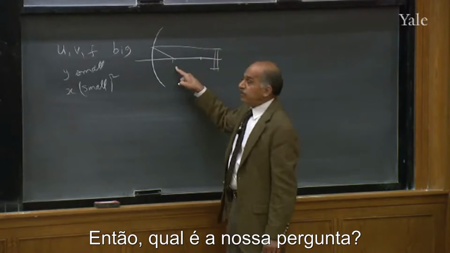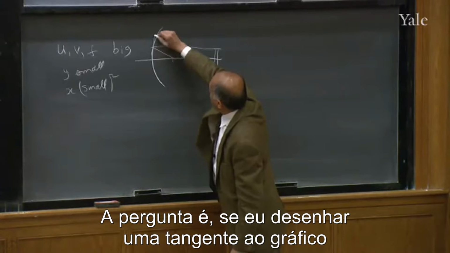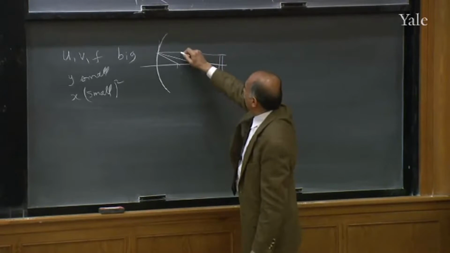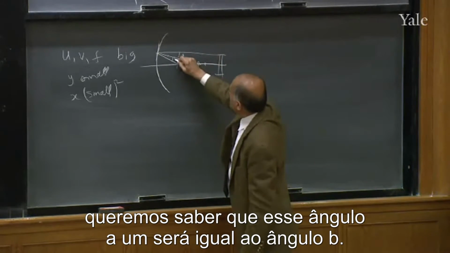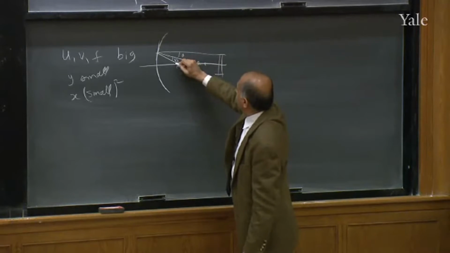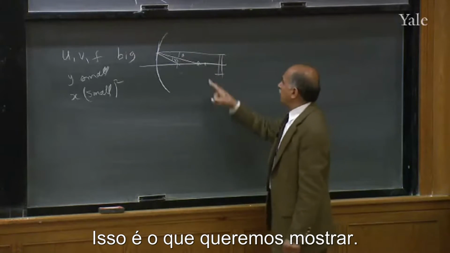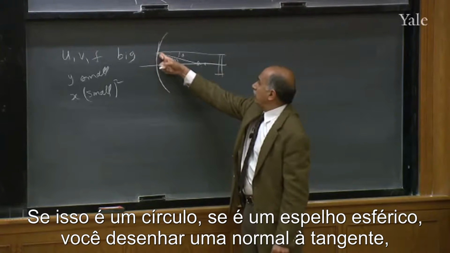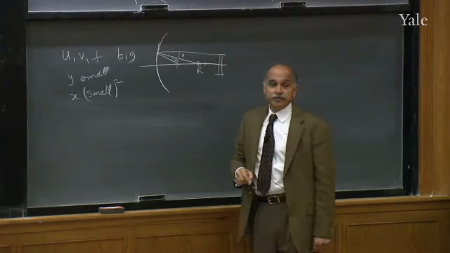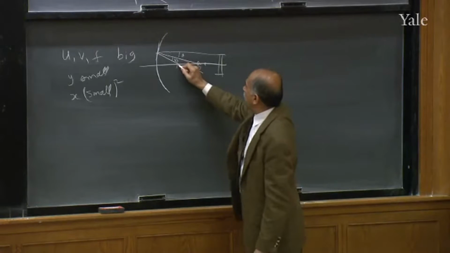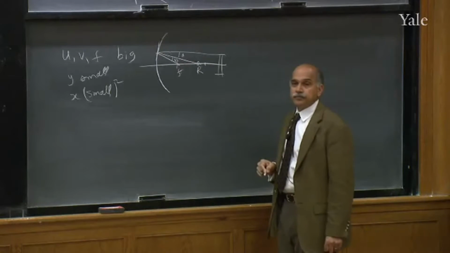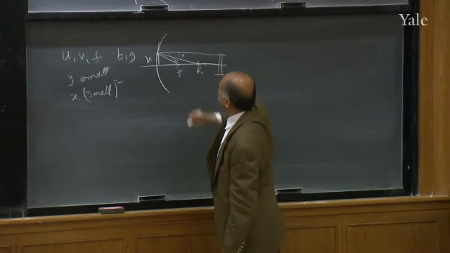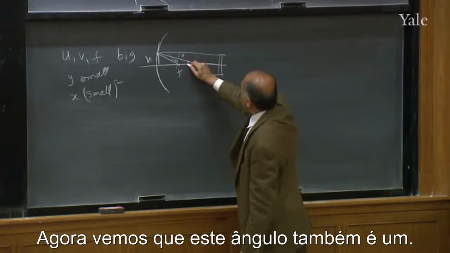So what's our question? Question is, if I draw a tangent to that graph and drew the normal to that tangent, we want to know that that angle, A, will be equal to that angle, B. That's what we want to show. But where will this go? If it's a spherical mirror, you draw a normal to the tangent, it'll go to the center of the sphere. You understand? And this one is supposed to go to the focal point. Now let this height be h. Now this angle is also A.